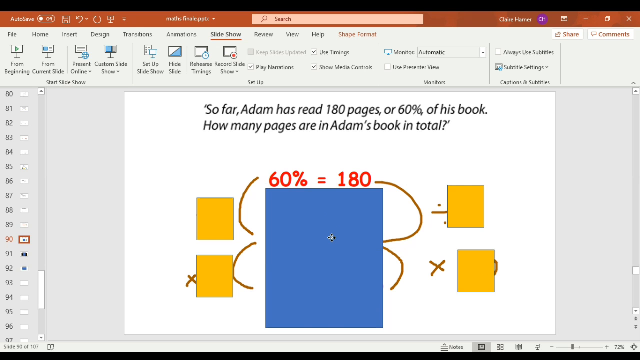So hopefully you've written down that 60% of the book is equal to 180 pages. So same process, you need to get back to 100%, you'll need to work out the whole amount. So pause the video, see if you can get from 60 to 100. I'm going to reveal my workings.